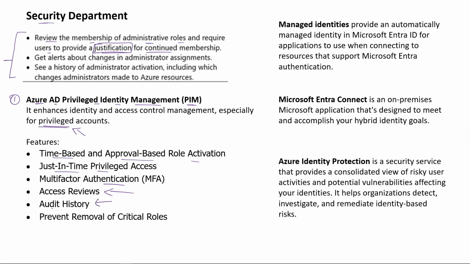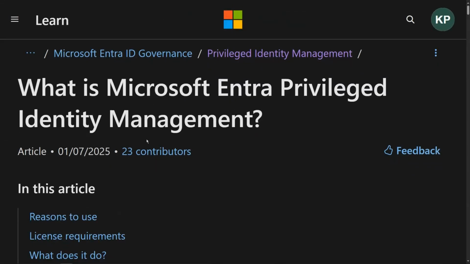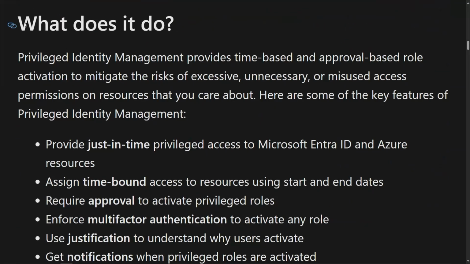Also, here we can view the audit history of the administrator activities, meaning we can check if there was administrator activation or changes made to Azure resources. That means we can see a history of administrator activation, including which changes administrators made to Azure resources. Furthermore, let's go to learn.microsoft.com. We are on learn.microsoft.com at the Privileged Identity Management overview page. Let's scroll down. We'll see what Privileged Identity Management does.